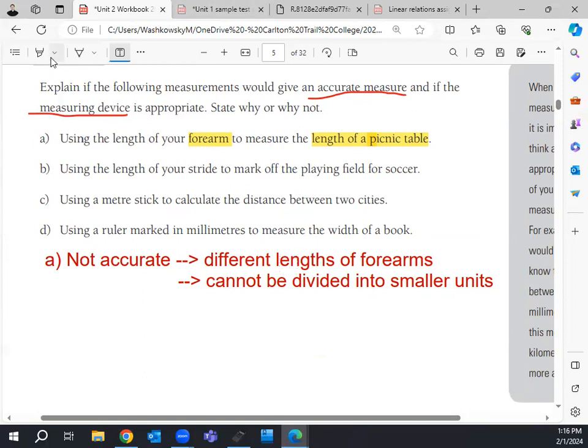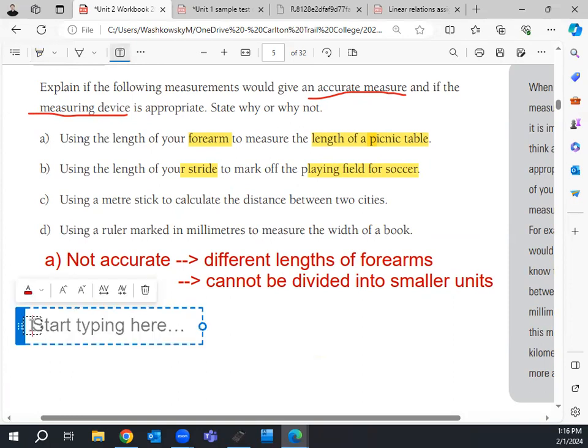The next one here, though, is, well, what if I'm using the length of your stride? That's how far you walk to mark off the playing field for soccer. I'm sure everyone here's done that. If anyone here's ever played football, you take a couple steps back, you use your own feet as a measurement. But if you're using the length of your stride, how far you walk for each step, to try and figure out how big a field should be.